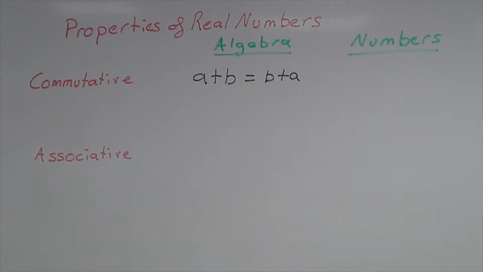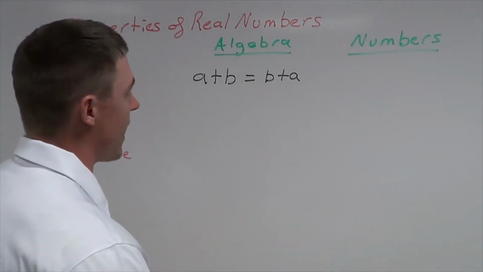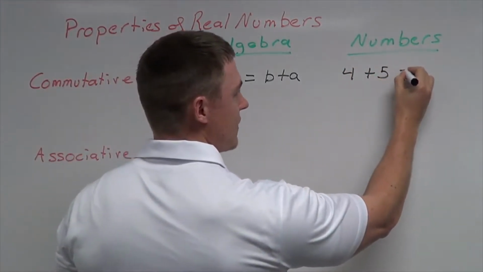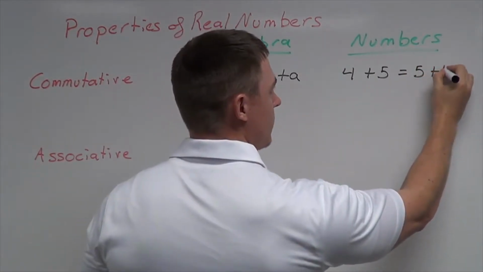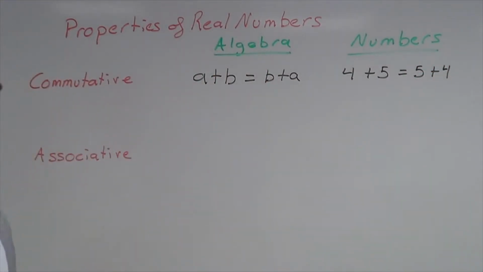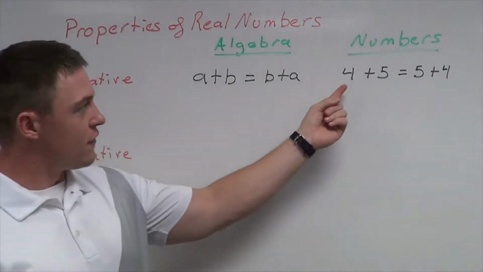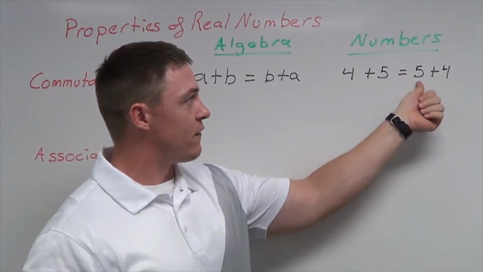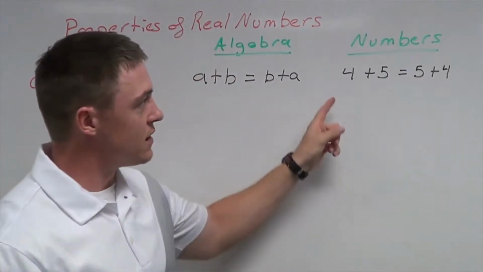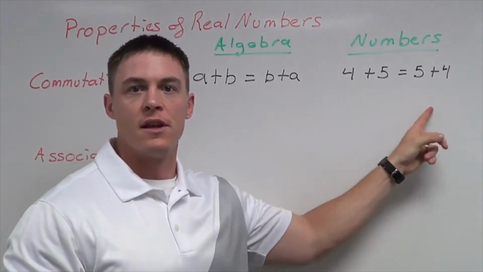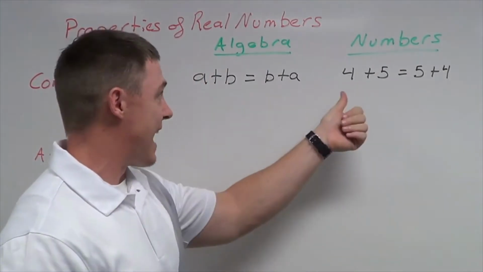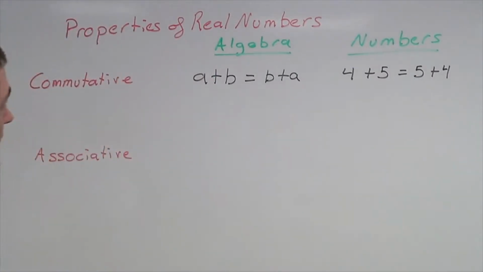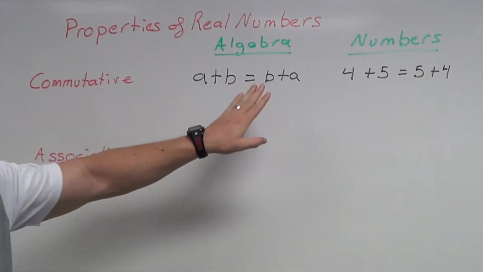Now let's do that with numbers. Let's use a couple of numbers for A and B. How about 4 and 5? 4 plus 5 is equal to 5 plus 4. Okay, now these are pretty simple numbers to use. So if I take 4 plus 5, I get 9. On the other side of the equal sign, I get 5 plus 4, which is also 9. So we can see just with these real numbers that it doesn't matter what order I add the two numbers in, I'm still going to get the same answer. Okay, so that's the commutative property of addition.